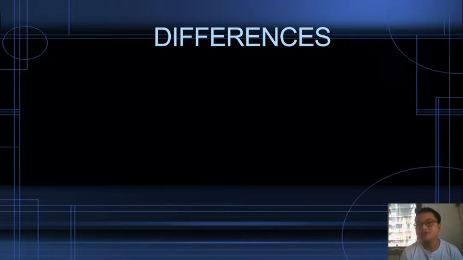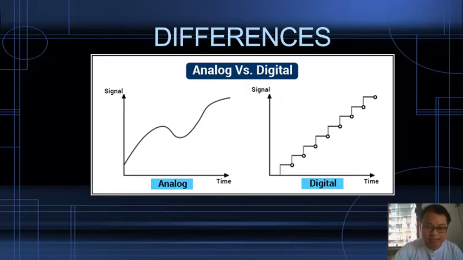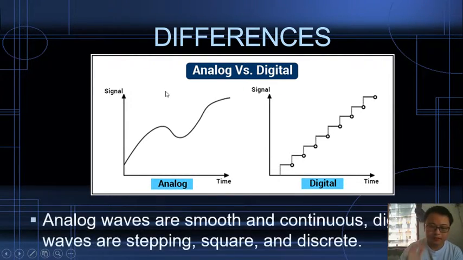So next, what are the differences between analog and digital signals? Before that, let's look at a figure. As you can see here, the analog signal is like a continuous curve or line, but the digital one has a shape like a staircase. So analog waves are continuous and smooth, but digital waves are stepping, square, and discrete. So let's move on.